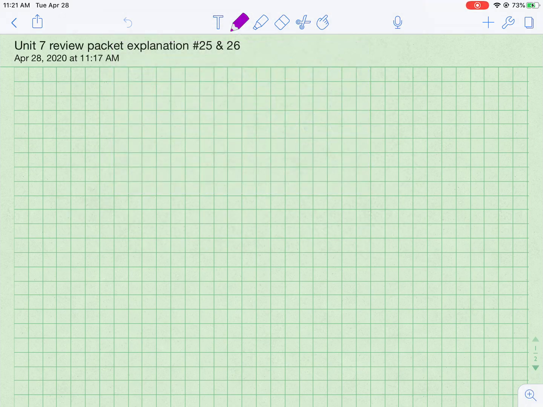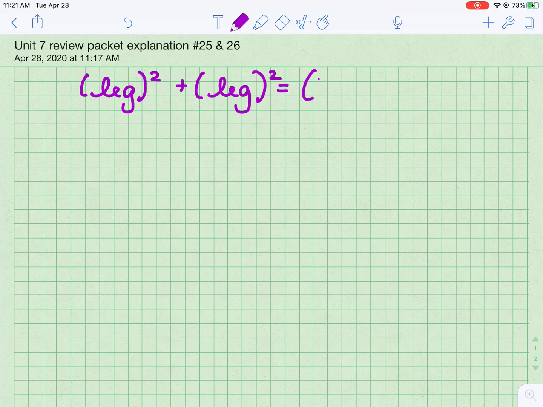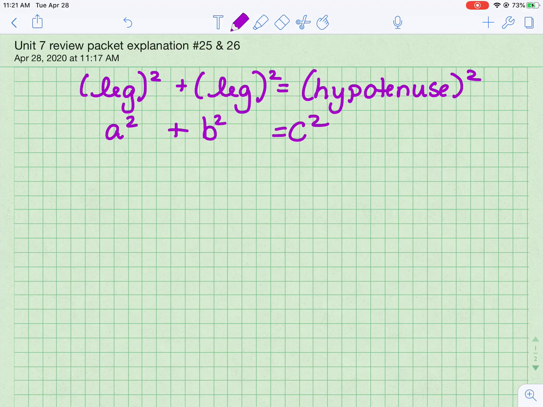Okay, here's the last two problems from the review packet, numbers 25 and 26. We're doing Pythagorean's theorem. Remember, Pythagorean's theorem is leg squared plus the leg squared equals the hypotenuse squared. We shorten that up by saying a squared plus b squared equals c squared.